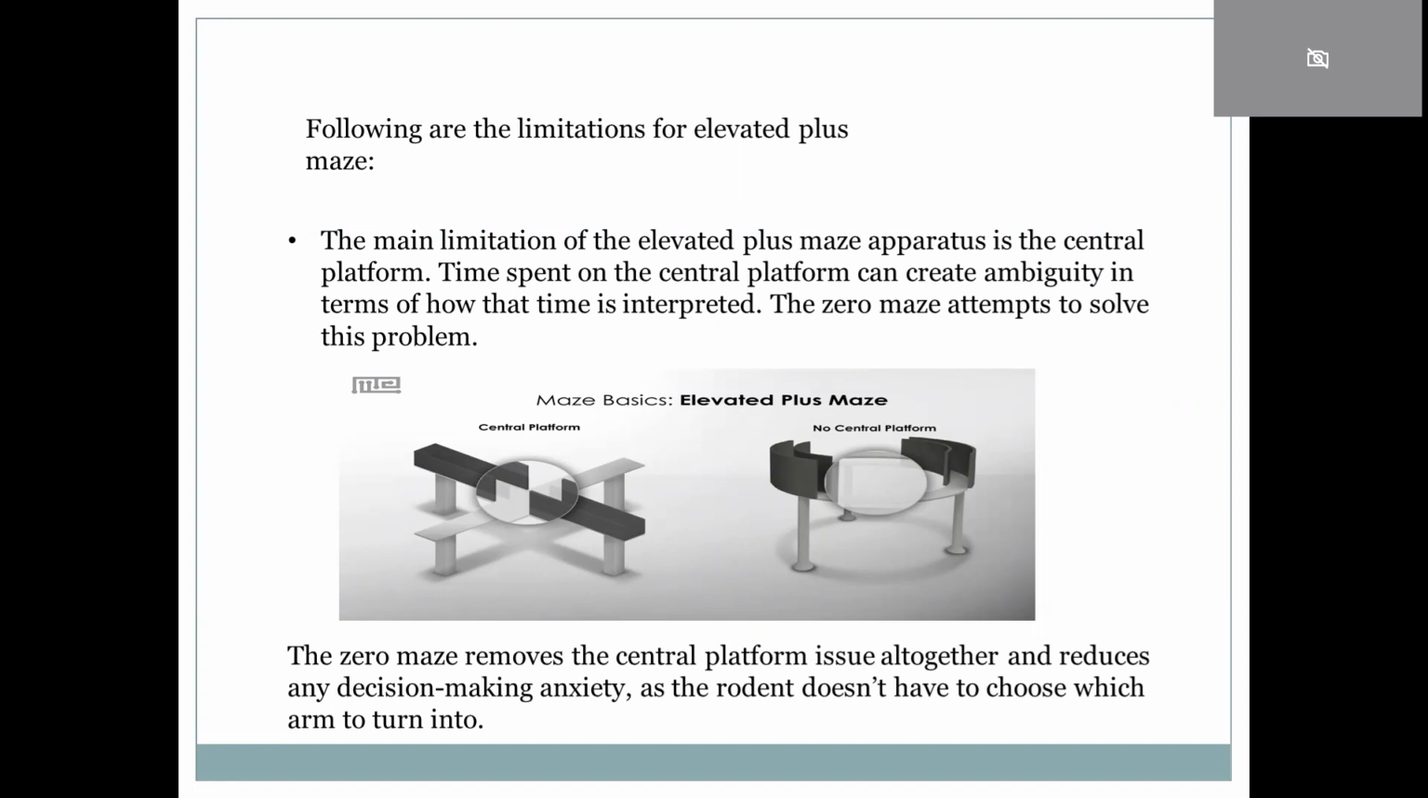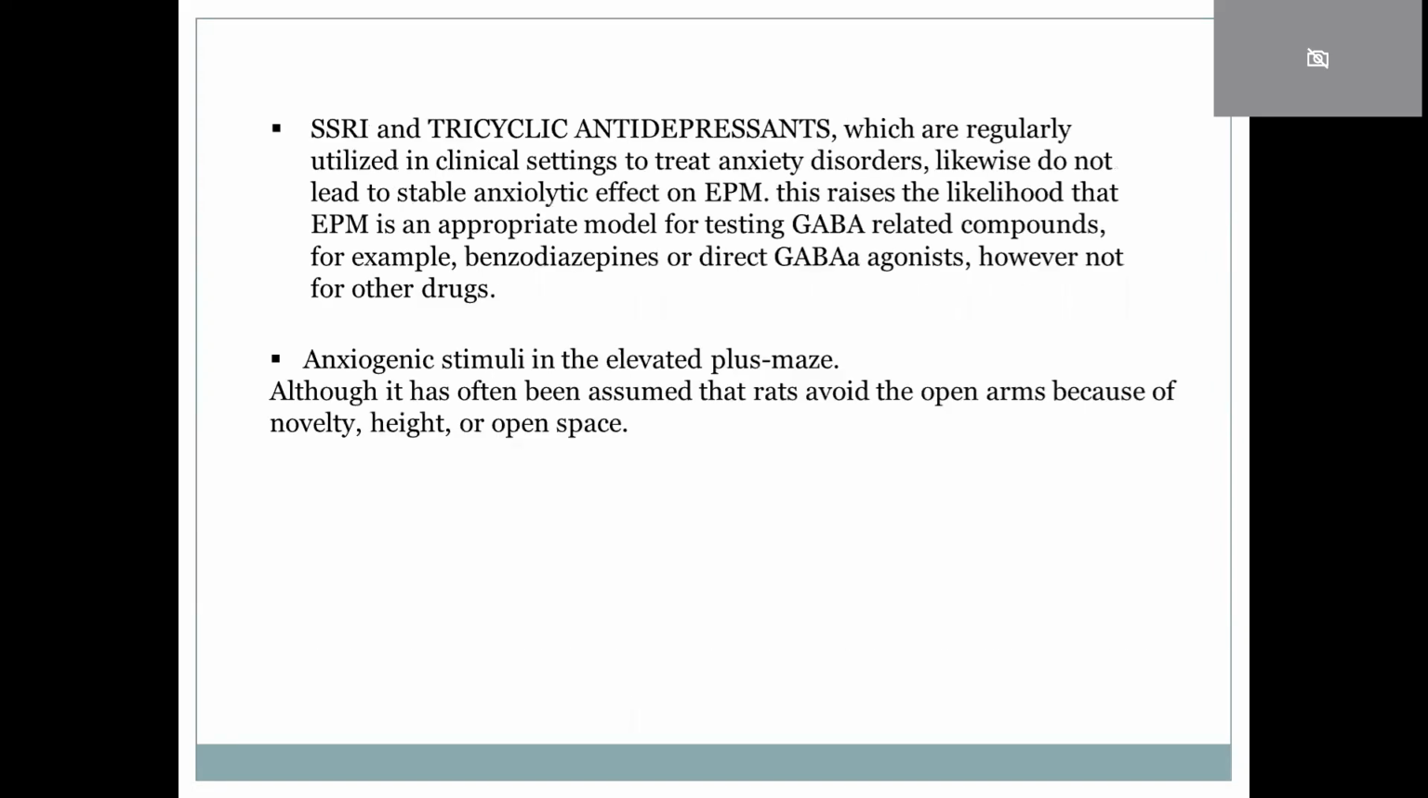As you can see in this picture, the elevated plus maze has a central platform while the zero maze doesn't have a central platform. Time spent on the central platform can create ambiguity in terms of how the time is interpreted. The zero maze attempts to solve this problem. The zero maze removes the central platform issue altogether and reduces any decision making anxiety as the rodent doesn't have to choose which arm to turn into.